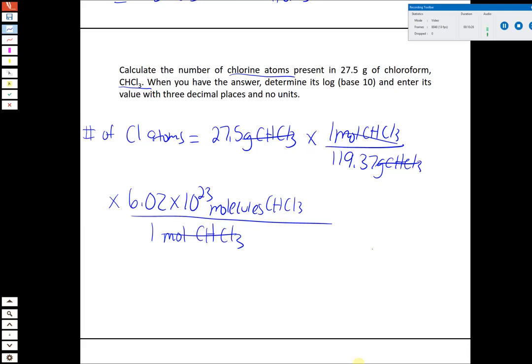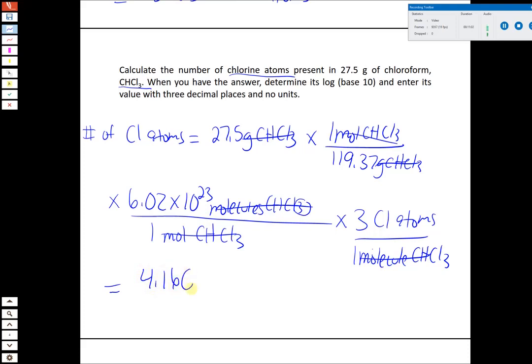And then once again, we're looking for the number of chlorine atoms. So we go to the formula, we see that our formula has 3 chlorine atoms, so there's going to be 3 chlorine atoms in one molecule of CHCl3. So then when we multiply that across, we get 4.160 times 10 to the 23rd chlorine atoms.